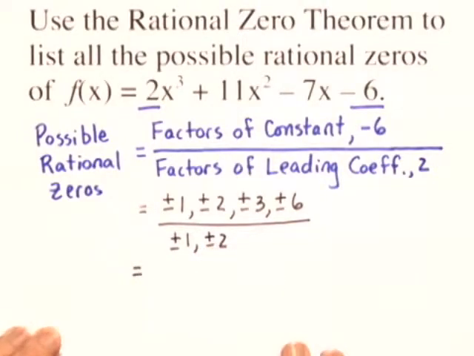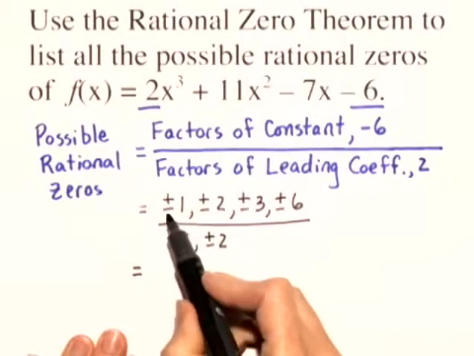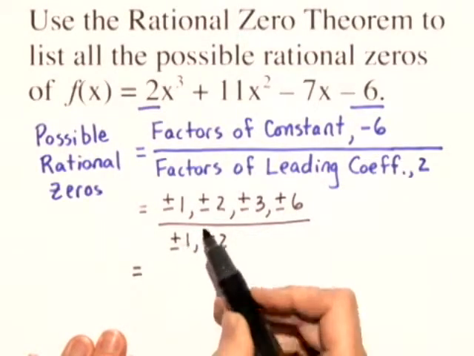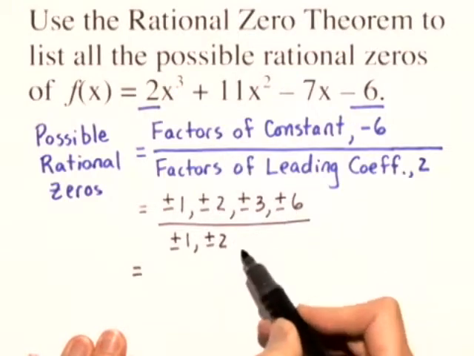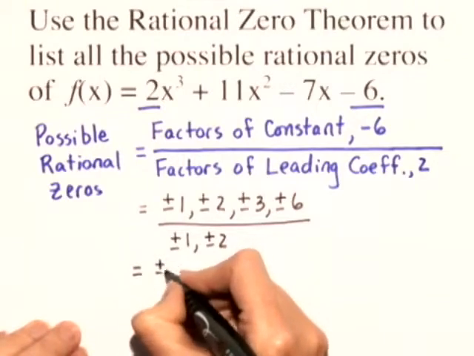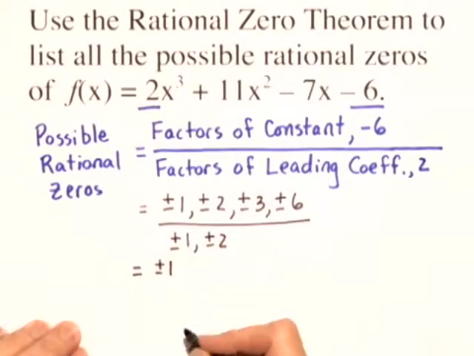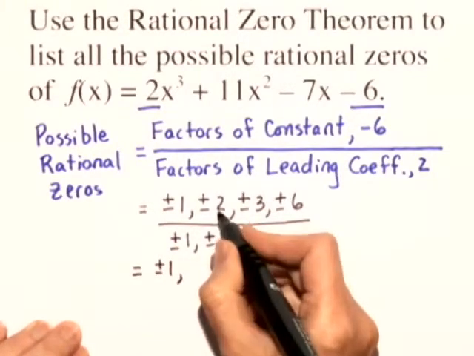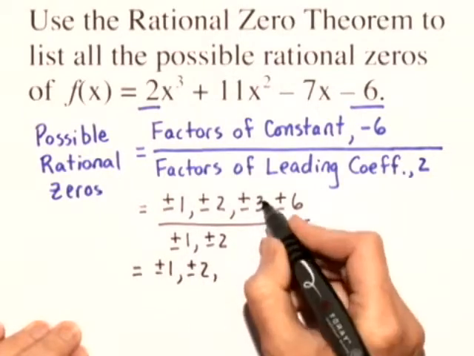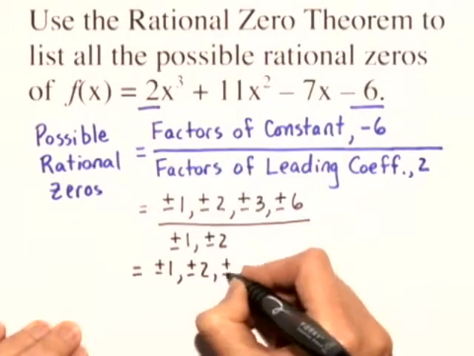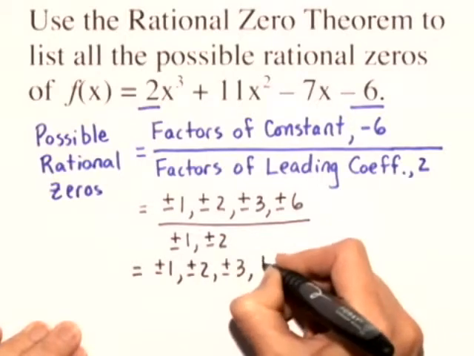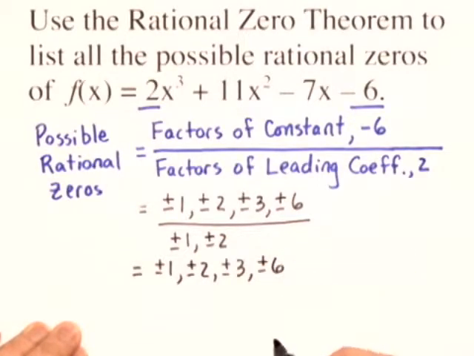So we can write all of this out. We're going to take each one of these numbers in the numerator and divide it by plus or minus 1, and then we'll take each number in the numerator and divide it by plus or minus 2. So here we go. We have plus or minus 1 divided by plus or minus 1 is plus or minus 1. Plus or minus 2 divided by 1 is just plus or minus 2. Plus or minus 3 divided by 1 is just plus or minus 3. And plus or minus 6 divided by 1 is just plus or minus 6.